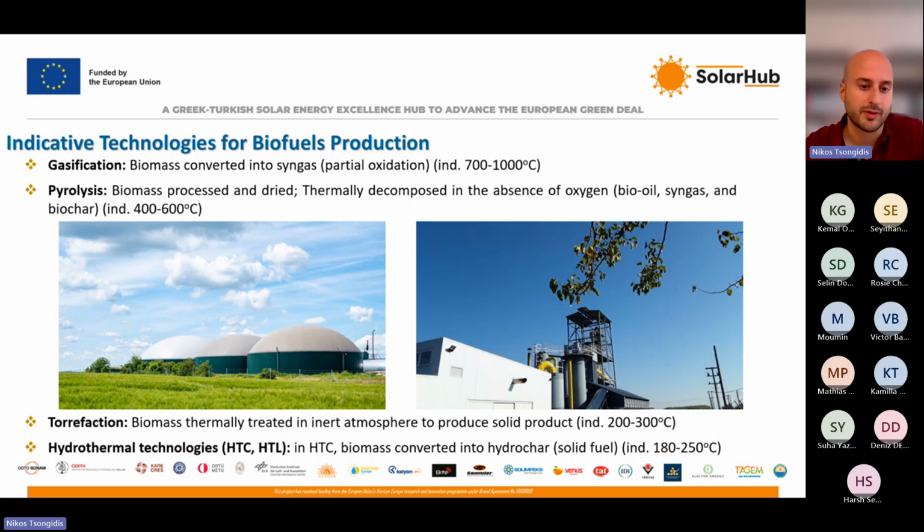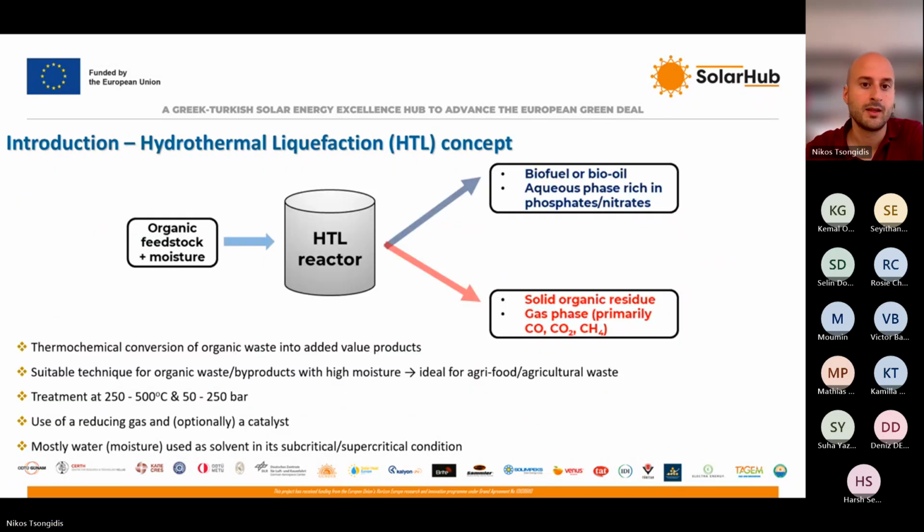The main difference between hydrothermal technologies and, for instance, pyrolysis is the fact that in hydrothermal technologies, we employ water. So in this case, we use highly moist biomass. So, some introductory details over the hydrothermal liquefaction concept. Essentially, HTL is a thermochemical process where we convert organic waste into added value products. The ideal biomass that we use is a biomass that contains a high content of moisture, so it is an ideal application also for agri-food and agricultural waste.